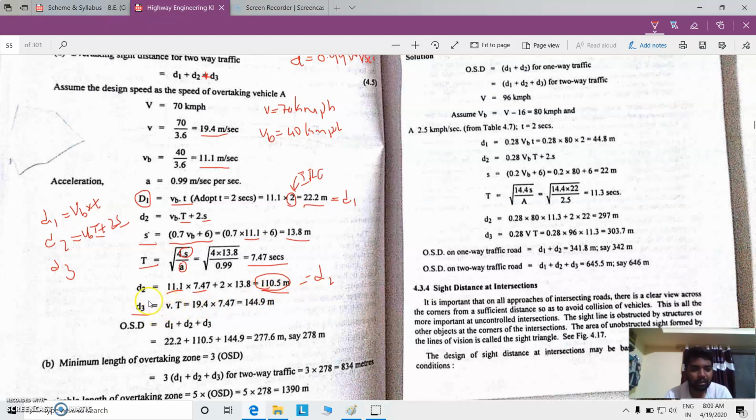And d3, the distance d3, is calculated because the considered traffic condition is two-way traffic, and d3 is v into t here. This v is considered the same speed as the overtaking vehicle, that is given va as 70 kmph, right? The same speed is considered for the upcoming vehicle here, because in this condition the vehicle moving with higher speed is nothing but the overtaking vehicle.